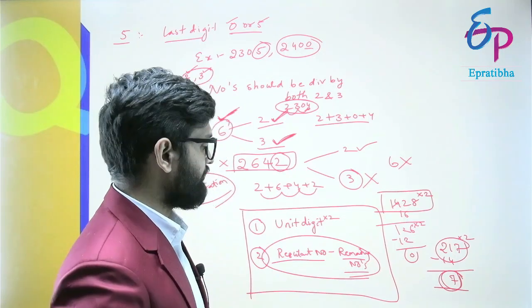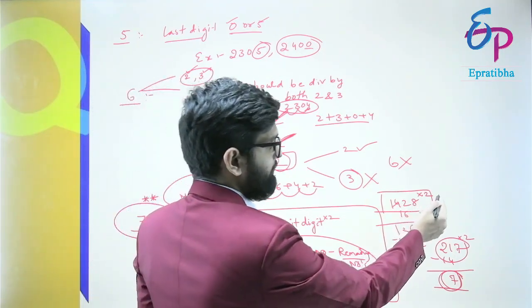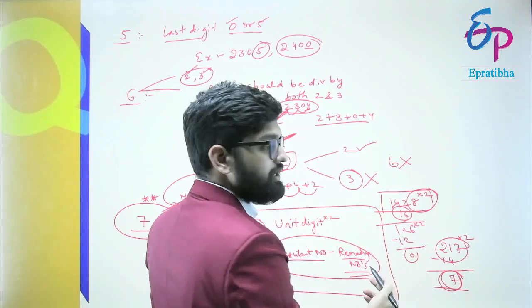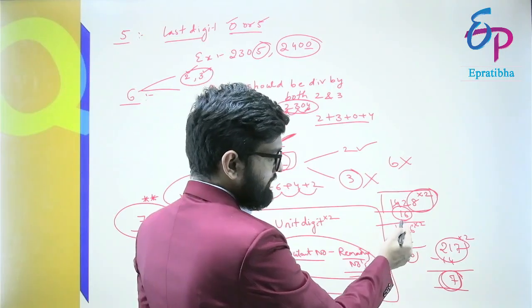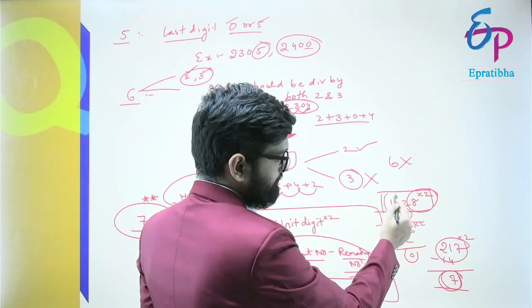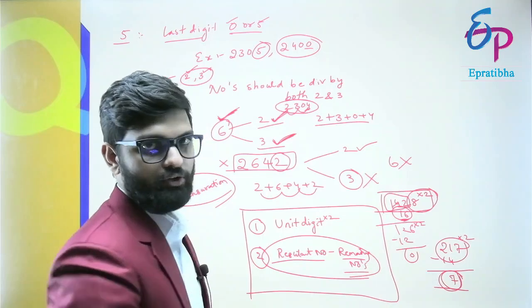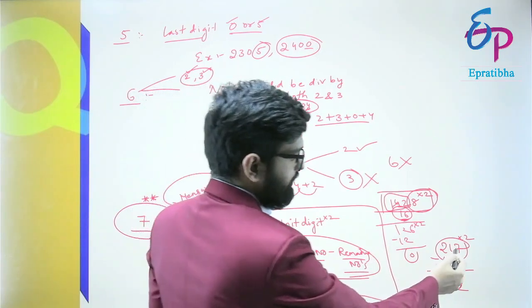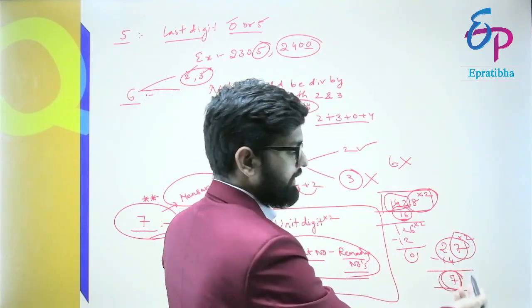What is the meaning of resultant number? Whenever you are multiplying 8 into 2, what number are you getting? 16, right? That resultant number you have to subtract from the remaining numbers of 142. The same here. Whenever you are multiplying 7 into 2, what are you getting? 14.